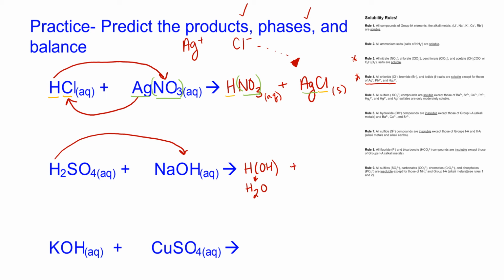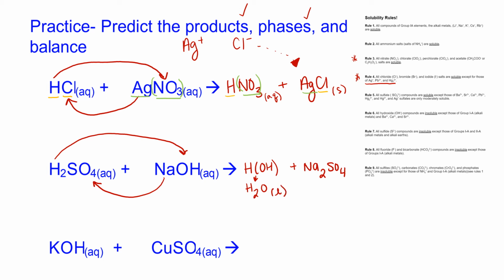And now the cation of the second compound is going to bond to the anion of the first compound. So that is going to be Na2SO4. So now we need to think about our states of matter. So we go to our solubility rules. And if we start with water, we know that water is going to be a liquid. So we're going to give that a state of matter of a liquid.